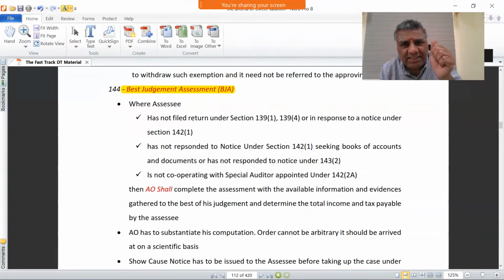How will you say the assessee is not cooperating? He is not filing his return, either voluntarily or in response to a notice. I sent him a notice to file return, he says no, I will not. I sent him a notice to give books of accounts and documents, he refuses. I sent him a notice to ask his books to be audited by an auditor appointed by the tax department, he is locking the doors of the business. I sent him a notice asking for some information, he tears off the notice, or he is not at all receiving the notice. Write these things down, I'm just saying.